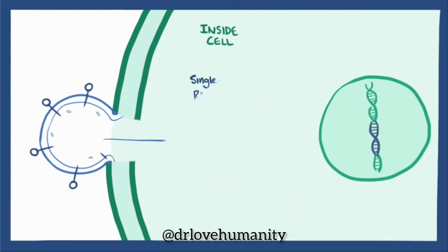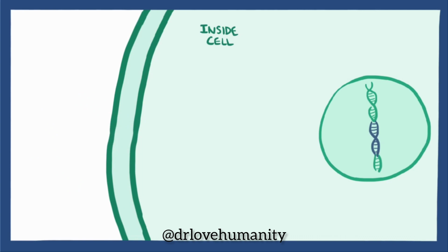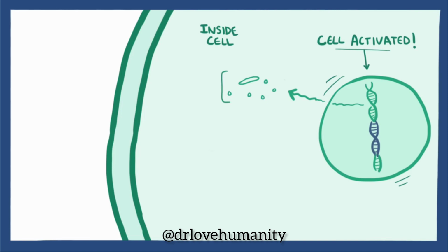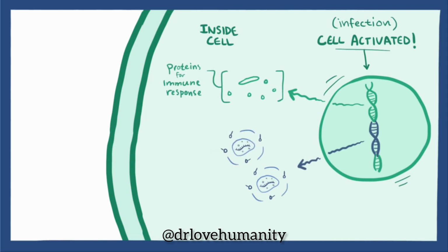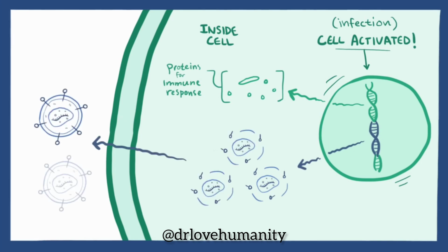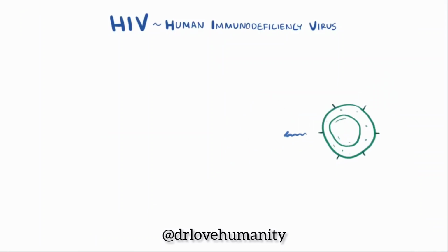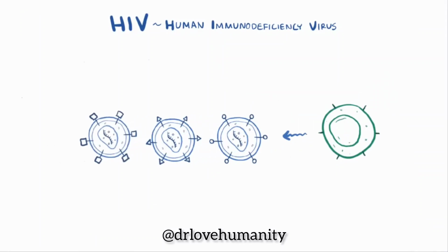Pretty sneaky, huh? Well, here's the actual sneaky part. When the immune cells become activated, they start transcribing and translating proteins needed for the immune response. Ironically, this means that whenever the immune cell is exposed to something that causes it to start up an immune response, like any infection, the immune cell ends up inadvertently transcribing and translating new HIV viruses, which bud off from the cell membrane to infect more cells. Very sneaky indeed.